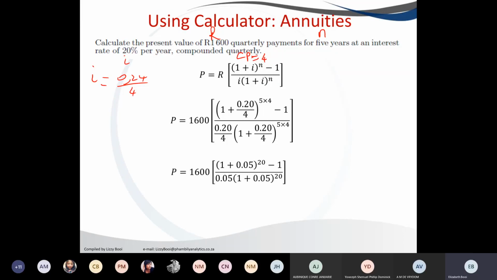So for now, I just substituted everything into one formula, and then I solved my 0.20 divided by 4, which gives me 0.05. And I also said 5 multiplied by 4 is 20. I solved the whole equation, multiplied by 1,600, and I find the answer to be 19,939.35. And that is when we use manual calculations.